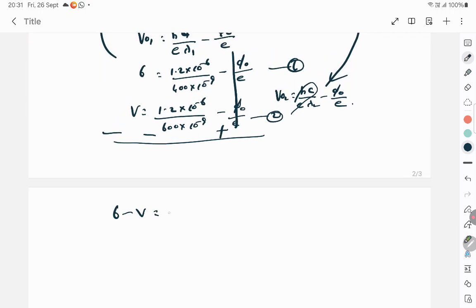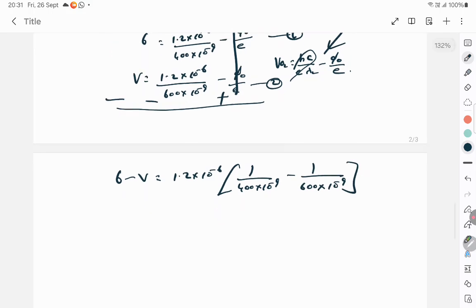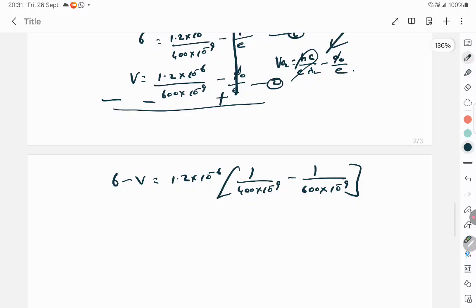So you get 6 minus V is 1.2 into 10 to the power minus 6 by 1 by 400 into 10 to the power minus 9 minus 1 by 600 into 10 to the power minus 9. So we have something like this. What you can do is take the 10 to the power minus 9 out, as it is common in both cases. So 1.2 into 10 to the power minus 6 goes up and it will become 10 to the power 3.